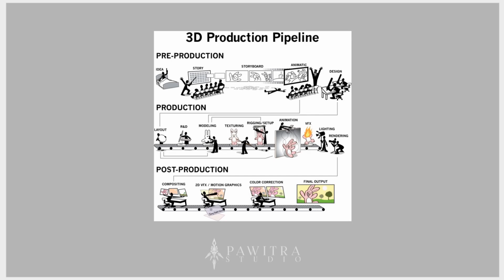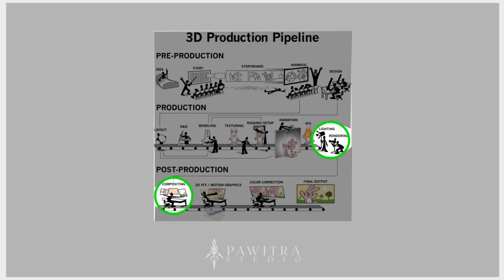Okay, the first thing, I will show you the process of creating a 3D animation movie. If you ever see this image here about the 3D production pipeline, you will know that at least there are 3 stages to make a 3D animation movie: pre-production, production, and then post-production. I'm not going to explain all of this, but I'll be focusing on the lighting, rendering, and compositing.